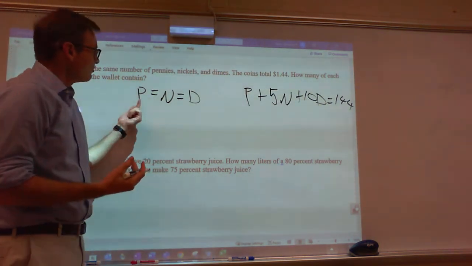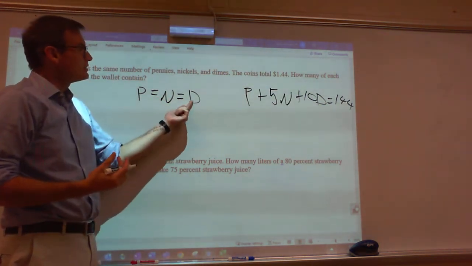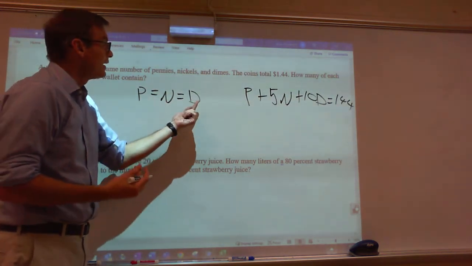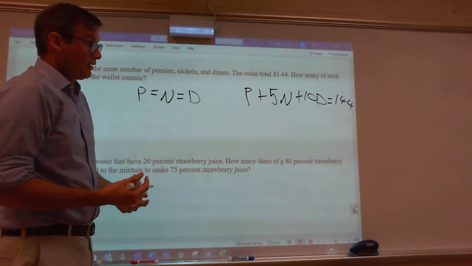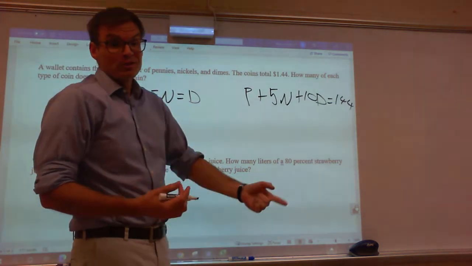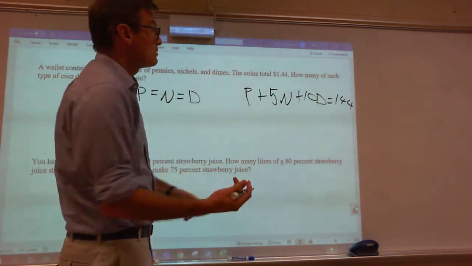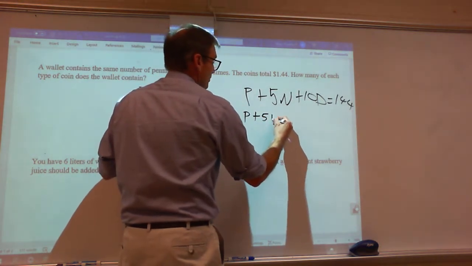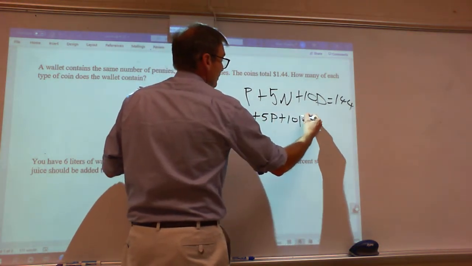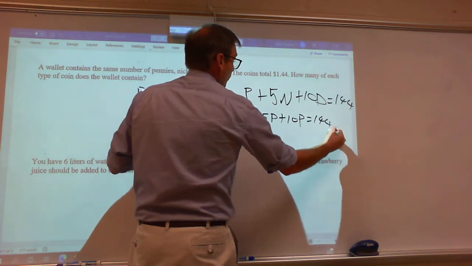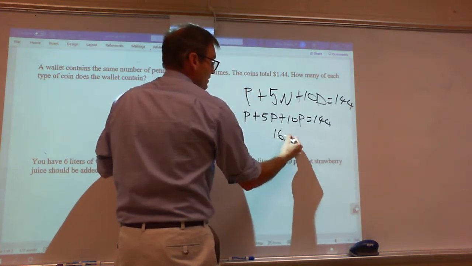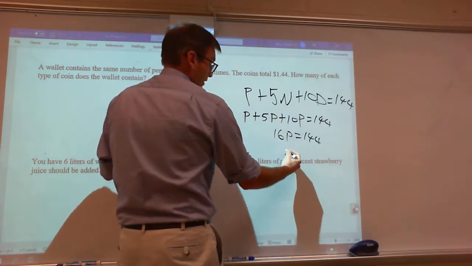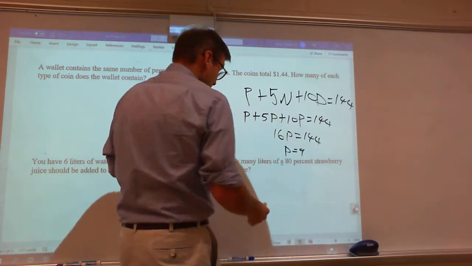Well, if p is equal to n and d, that means everywhere I see an n I can plug in a p, and everywhere I see a d I can plug in a p. So in this equation you can change them all to p's. This gives us p plus 5p plus 10p is equal to 144. I end up with 16p is equal to 144, and when I divide, p is equal to 9.